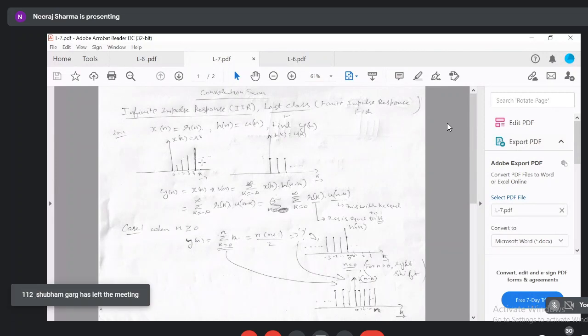We have plotted x of k. You know that it is a ramp sequence, unit ramp sequence, right? So we have plotted it. That is, r of n is known as the unit ramp sequence.